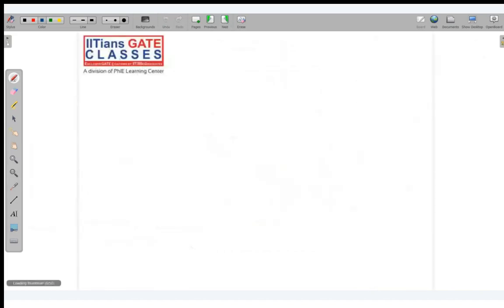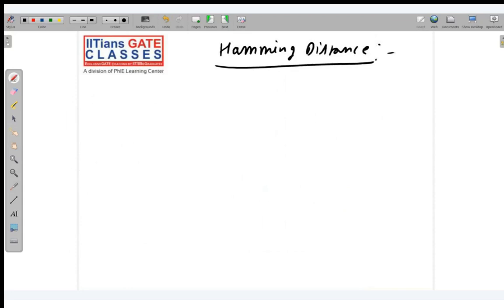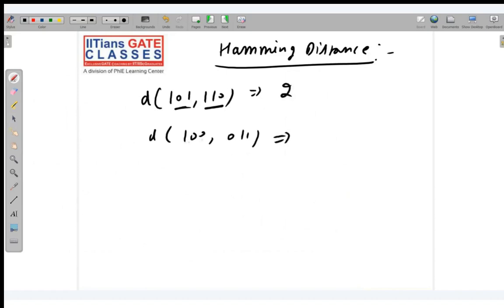Okay, now we are going to introduce a term called Hamming distance. Questions have been asked in GATE from this topic. It is a very simple topic. So what is Hamming distance? It is represented like this: d of 101 and 110, or d of 100 and 011. Hamming distance is the difference. 1 and 1 same, 0 and 1 different, 1 and 0 different, so Hamming distance is 2. Here 1 0 1 against 0 1 0 gives 3. So the Hamming distance between two code words is the number of differences between the corresponding bits. Let me write the definition.